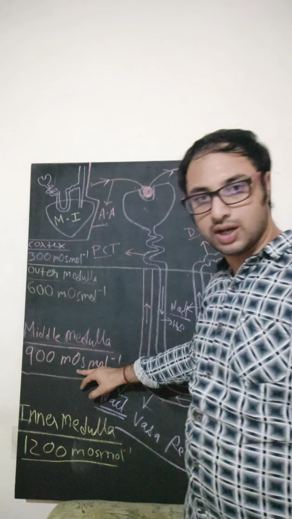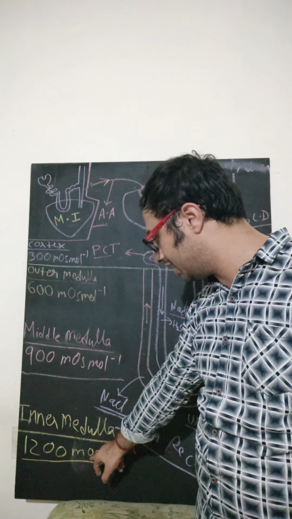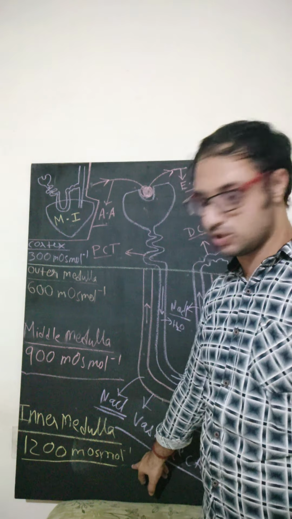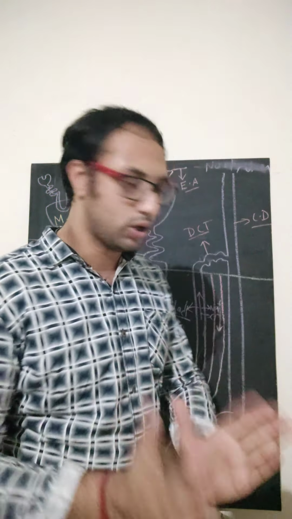But in the outer medulla, 600, somewhat increasing. Middle medulla, the osmolarity becomes what? 900 milliosmol, and the inner medulla osmolarity is highest. That is how much? 1200 milliosmol per liter. Clear up to here? Okay.